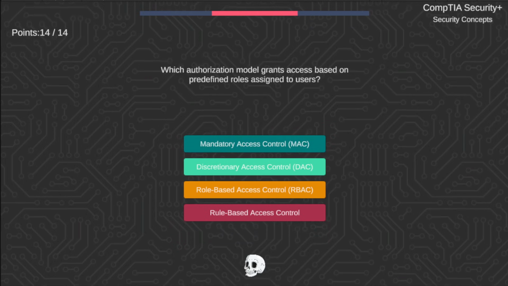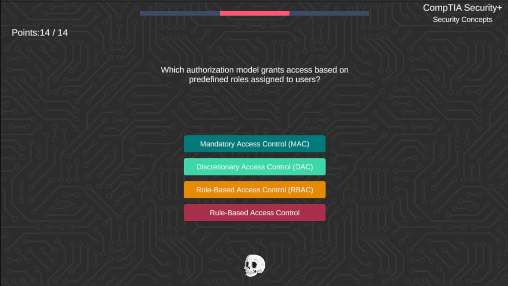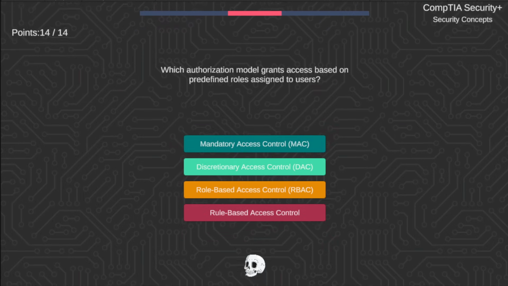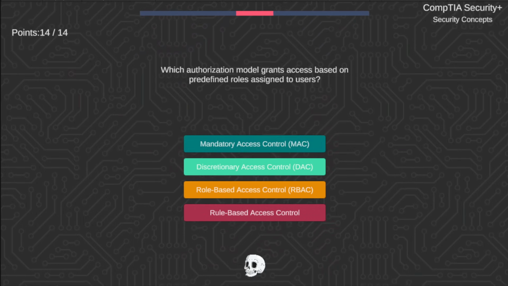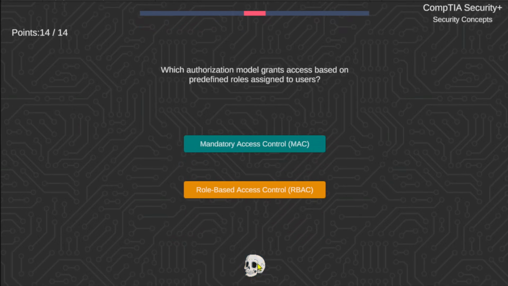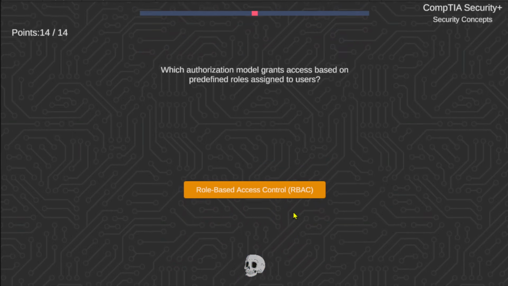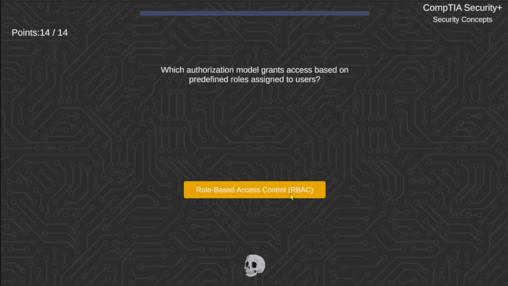Access based on predefined roles assigned to users. Predefined roles. Correct answer is role-based access control. I was trying to give you the answer.